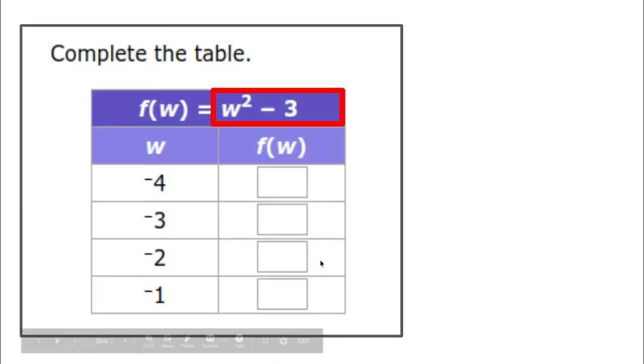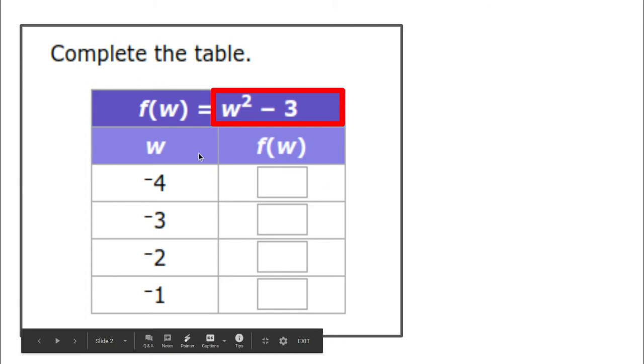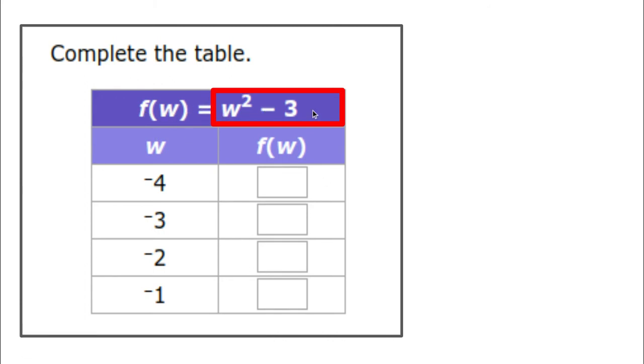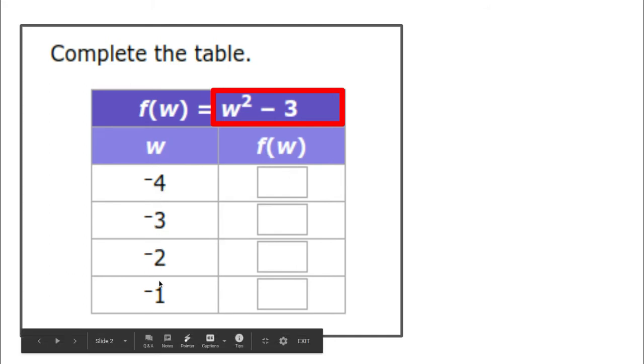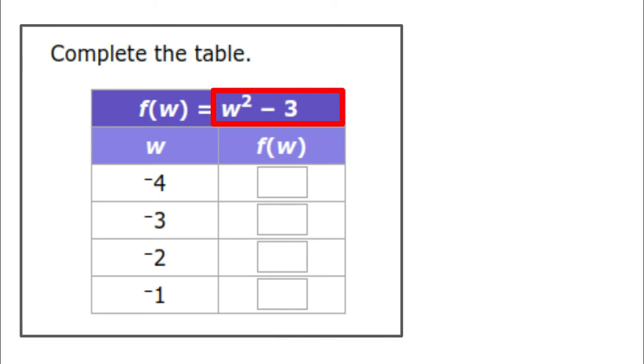So this is what you were seeing in the IXL. This is a function table. So the function of W equals W squared minus 3. That's our function. And your job is to figure out what our function would equal if W is equal to these numbers. Okay, so I'm going to walk you through how that goes. I would suggest that you pause me, try it on your own on a scratch piece of paper just to make sure you guys are good to go. Definitely utilize a calculator as well.